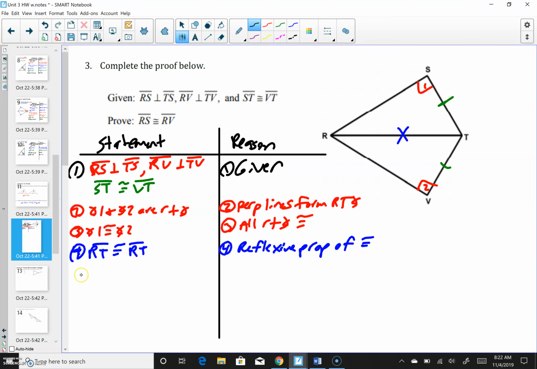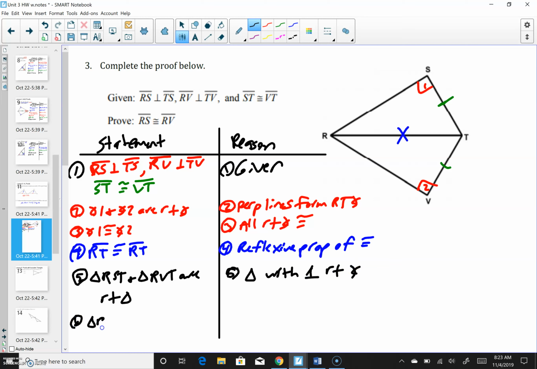So now we're going to go with step 5. We have to make our statement first about our two triangles being right triangles, so triangle RST and triangle RVT are right triangles. Now we know that that is true because they are triangles with one right angle. Now we are allowed to say that those same two triangles RST and RVT are congruent, and our reason is HL.